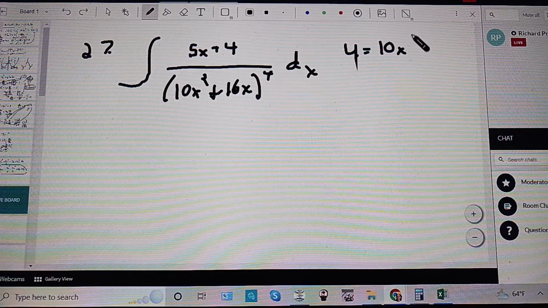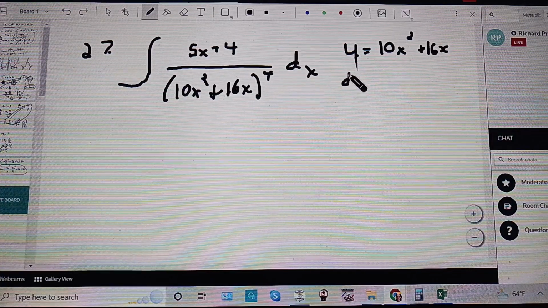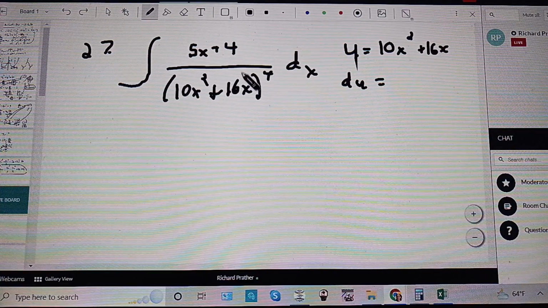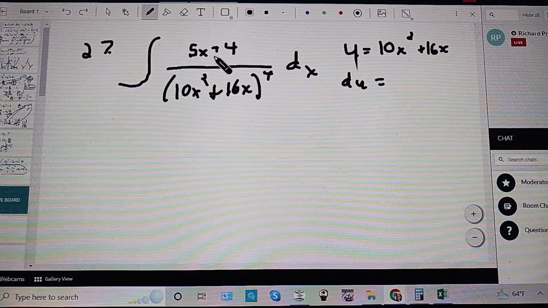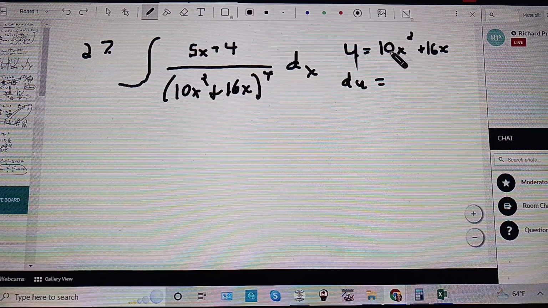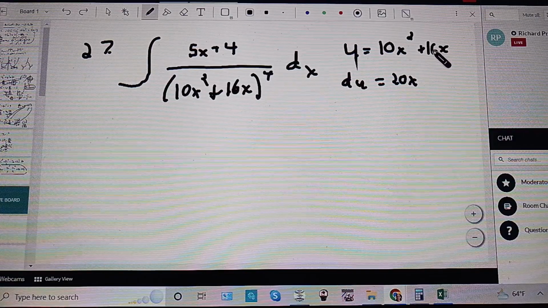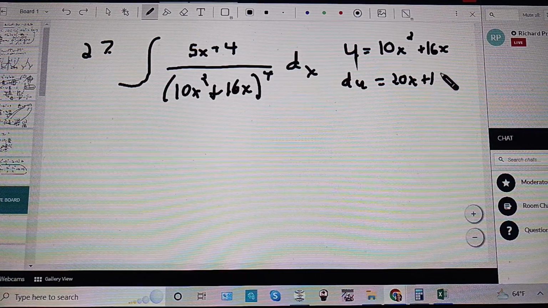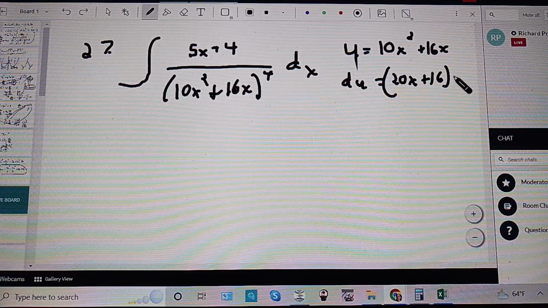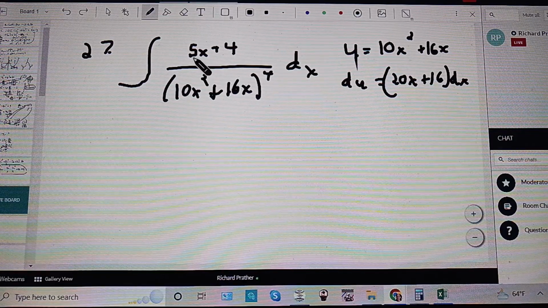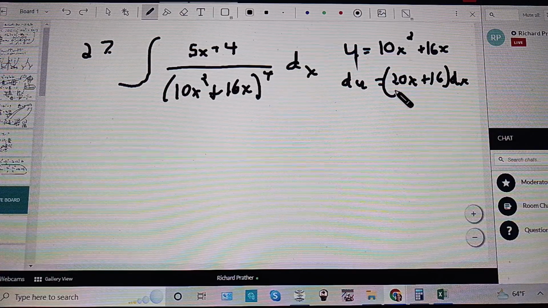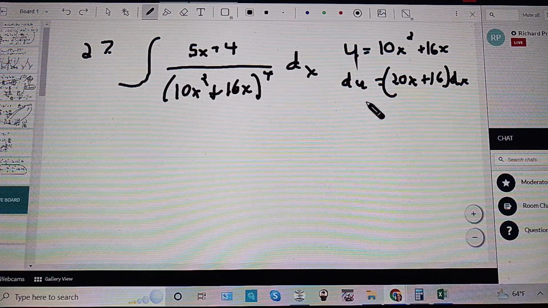So I'm just going to do the inside of the parenthesis, 10x squared plus 16x. I'm going to do the derivative of that and hope that it equals what's already here or some multiple of that. And it's not going to equal it exactly, but it should be a multiple of it here. So 10 times 2 is 20x, doing the derivative. The derivative of 16x is 16. And x is the variable of interest. So I don't have 5x plus 4 dx. I have 20x plus 16 dx.